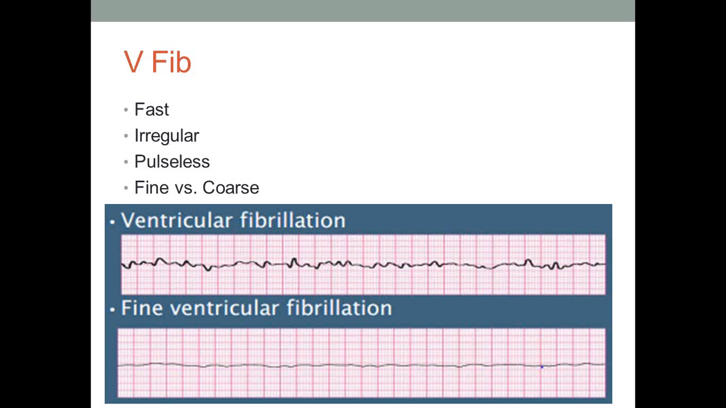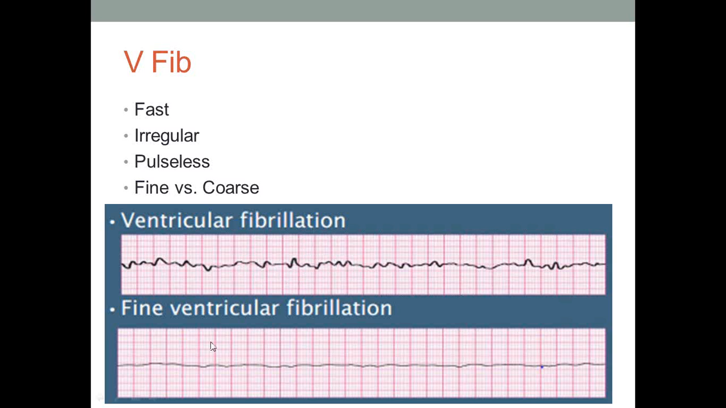The complexes are fast and they're irregular. So you wouldn't be able to measure any regularity from the peak of any of these complexes. Okay, it's very, very erratic, very irregular, and very fast. And so there are 2 types. There's coarse VFib, where you can really discern these bumps in each of the complexes.